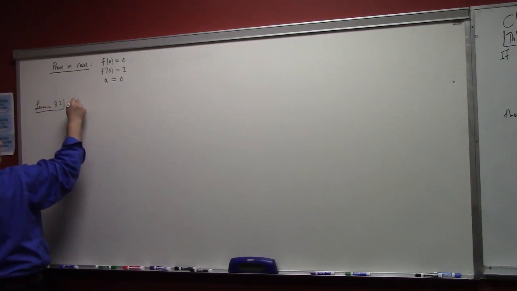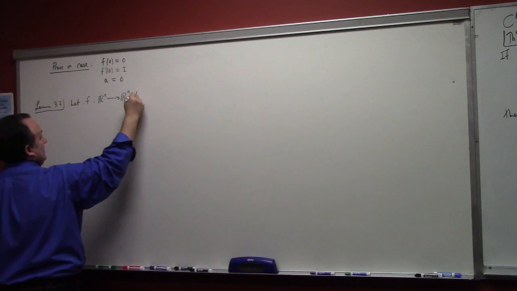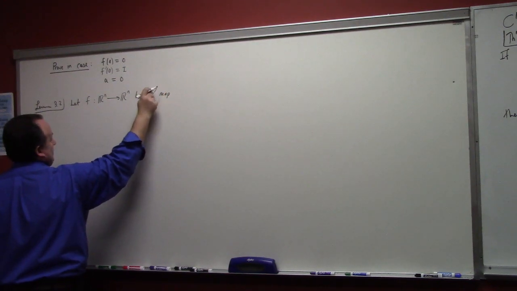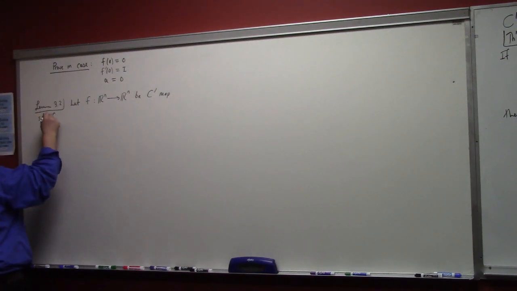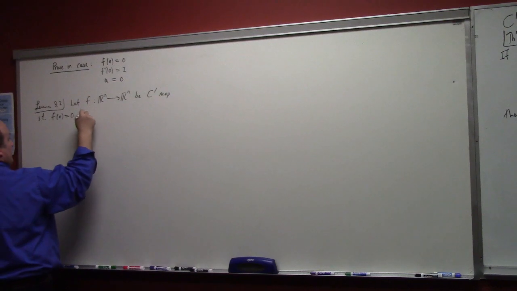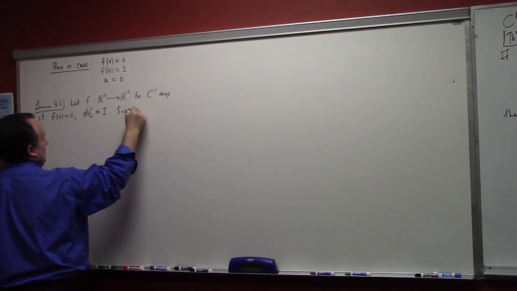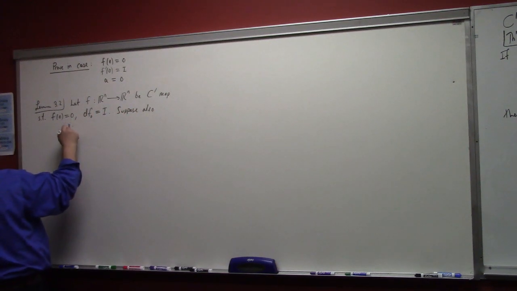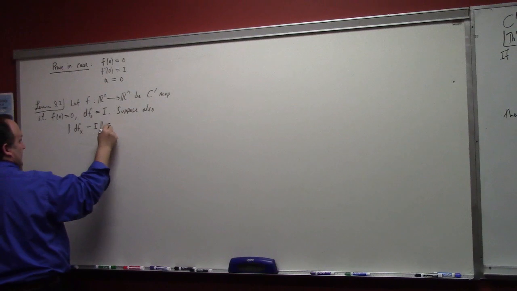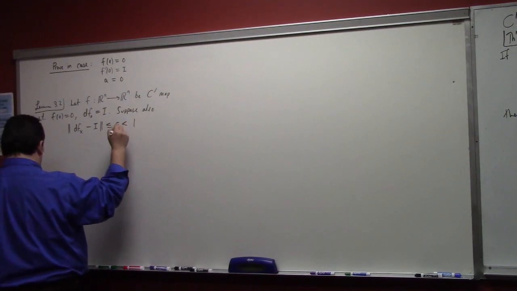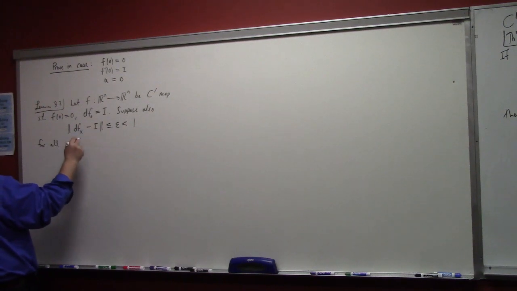Here we go. Let f from Rn to Rn be a C1 mapping, and that means differentiable with a continuous derivative, that's continuously differentiable, such that f of 0 equals 0, and df at 0 equals the identity map. Suppose also that the norm of the differential at x minus the identity map is less than or equal to epsilon less than 1 for all x in C sub r. Now remember what C sub r was?